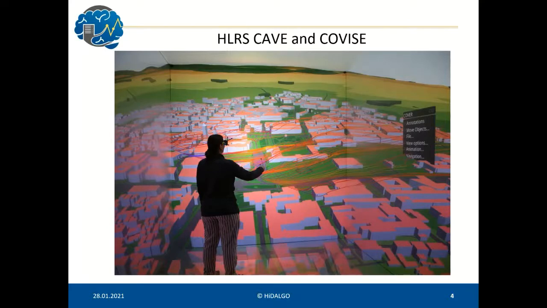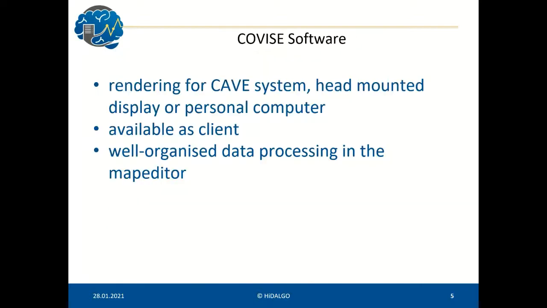You should do it. The data generated in Hidalgo's urban air pollution use case shows wind and air pollution processes which are perfect to visualize in such a three-dimensional environment. The software we use for rendering is named COVISE. COVISE is mainly used for this CAVE system, but it can also be run for head-mounted displays or on your personal computer. COVISE is available on GitHub. It is open source and it comes with a graphical user interface which allows well-organized data processing in the so-called map editor.